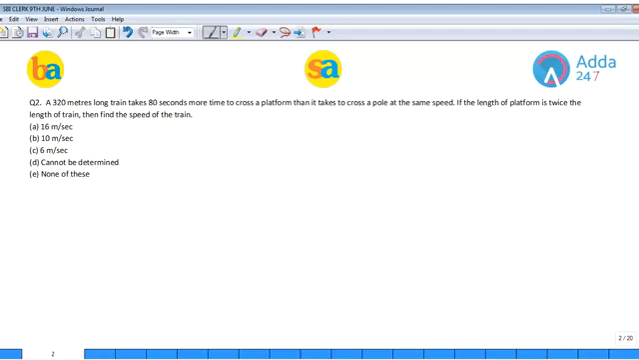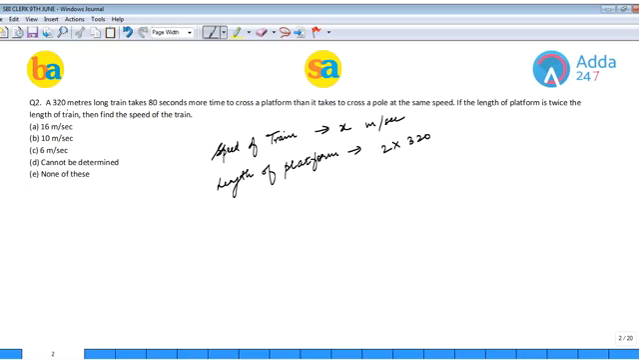Question number 2. A 320 meters long train takes 80 seconds more time to cross a platform than it takes to cross a pole at the same speed. If the length of the platform is twice the length of the train, then find the speed of the train. Let the speed of the train be x meter per second. The length of the platform is 2 into 320, because the train is 320 meters long and the platform is twice the length of the train. So that will be equal to 640 meters.